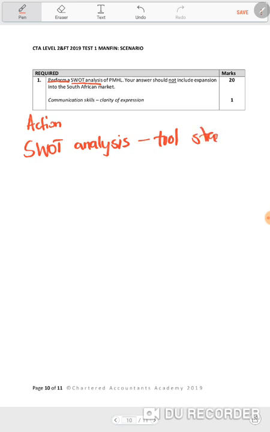So Required 1 asked you to perform a SWOT analysis. What is to perform? To perform, it is an action or a doing word. What are you supposed to do? You're supposed to perform what is known as a SWOT analysis. What is a SWOT analysis? A SWOT analysis is a tool that is used to analyze the strategic position.